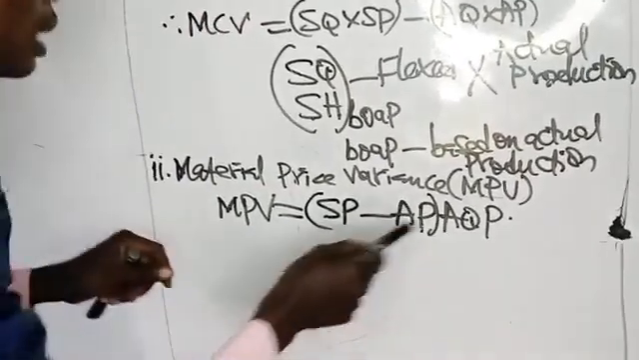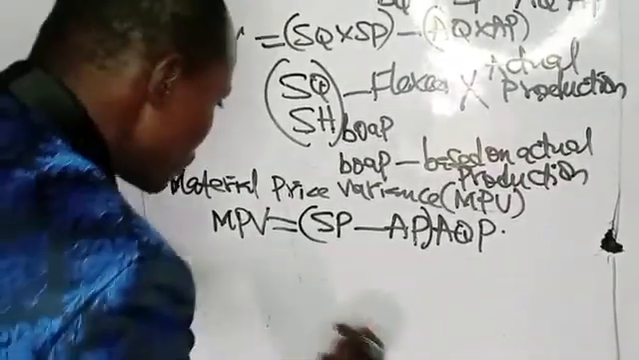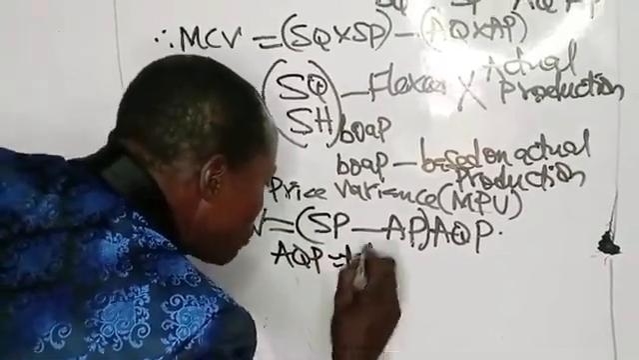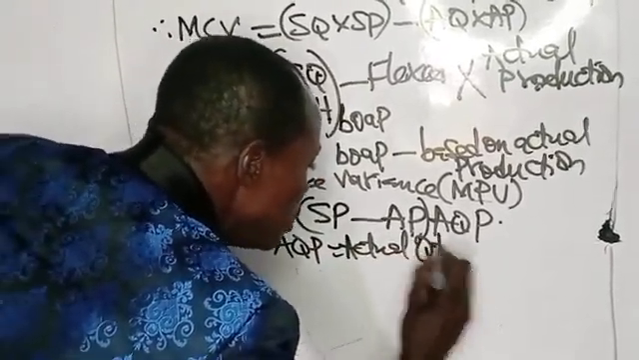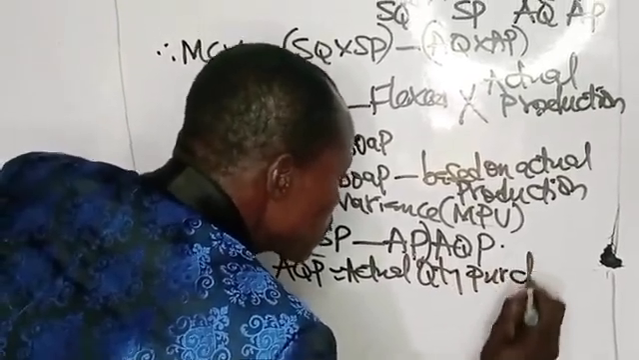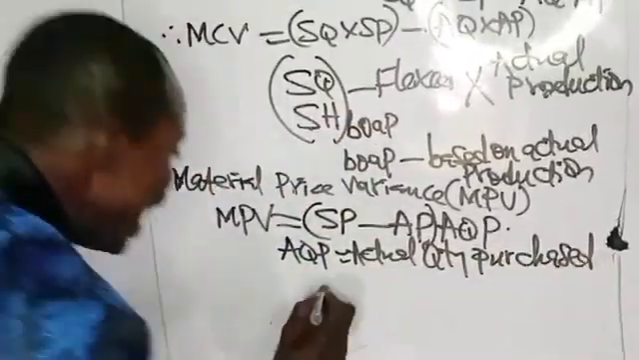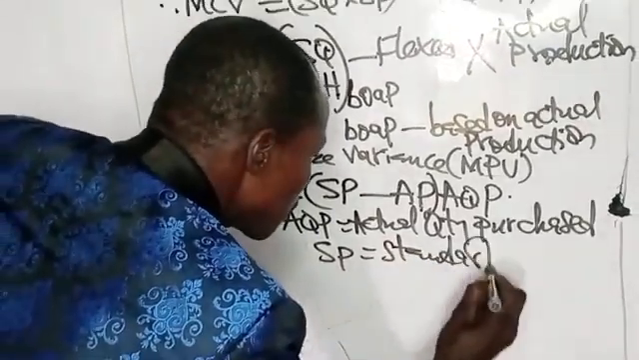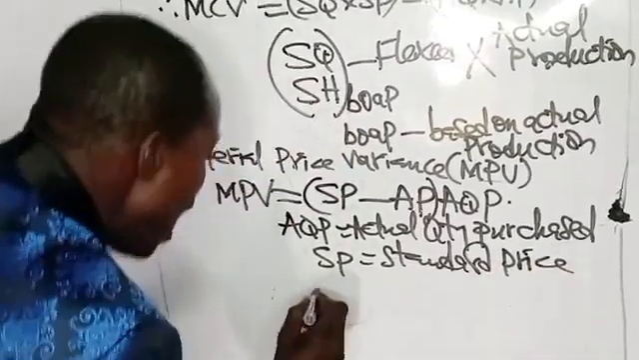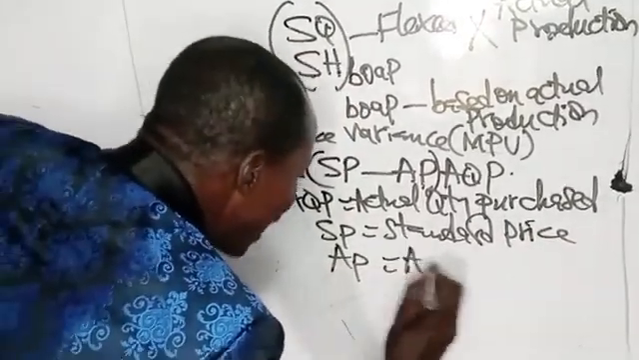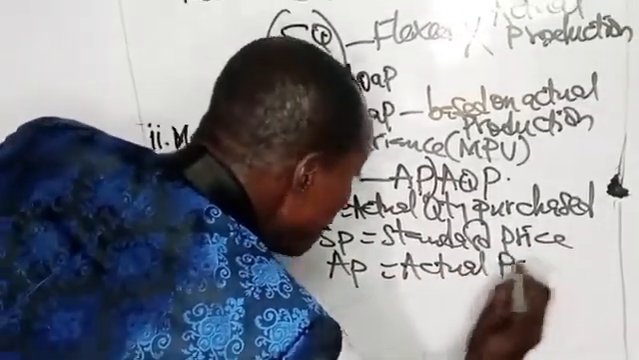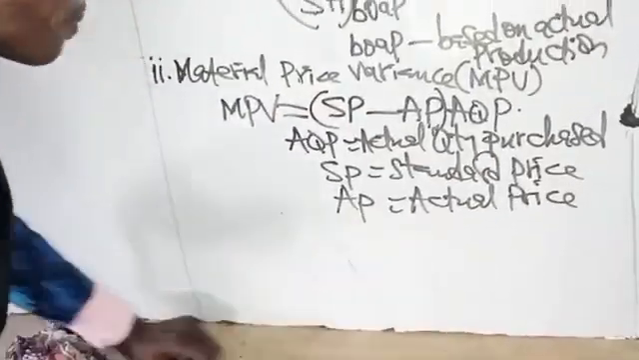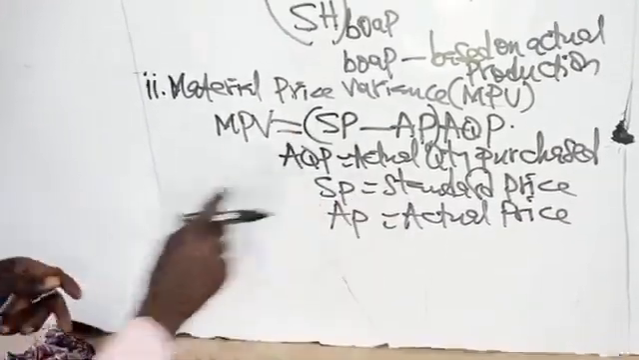The actual quantity purchased. Now, this AQP stands for actual quantity purchased. The SP stands for standard price. And the AP stands for actual price. Remember, price is for a unit.